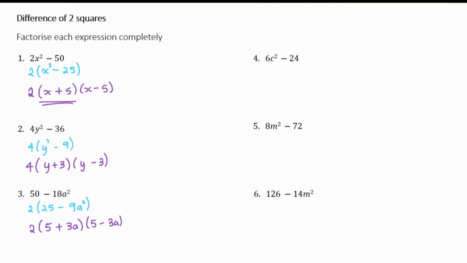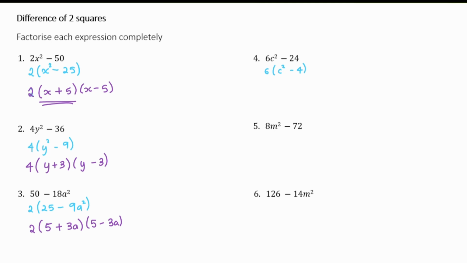For number 4, we've got 6c squared minus 24. So the highest common factor of 6 and 24 is 6, so we will keep 6 outside the bracket. And in order to make 6 into 6c squared, we have to multiply that by c squared. In order to make 6 into minus 24, we have to multiply that by minus 4.